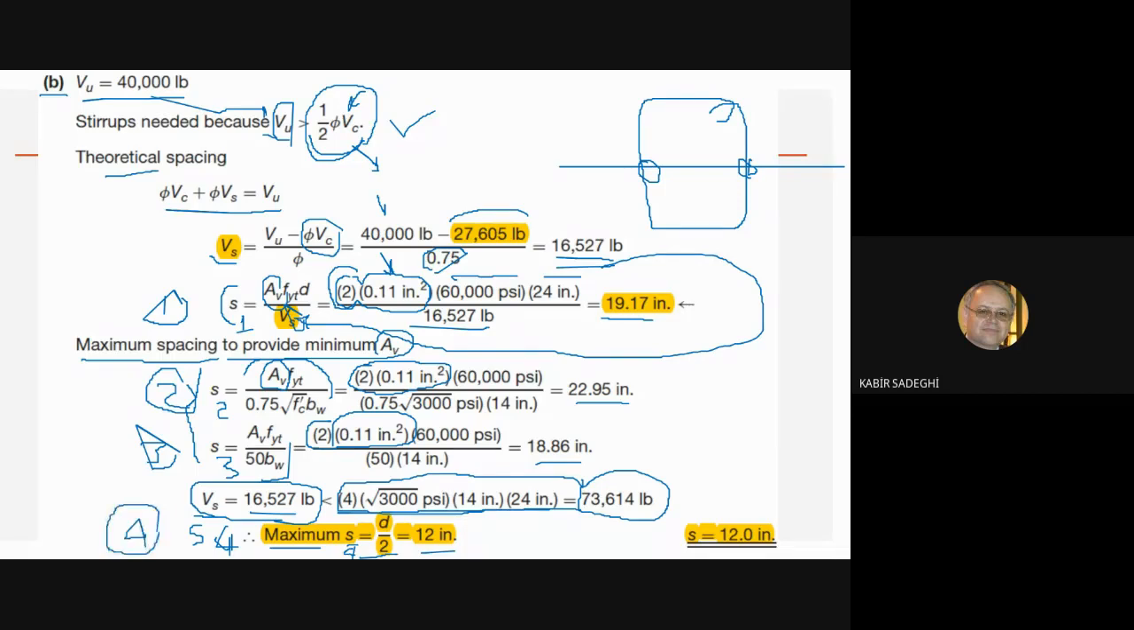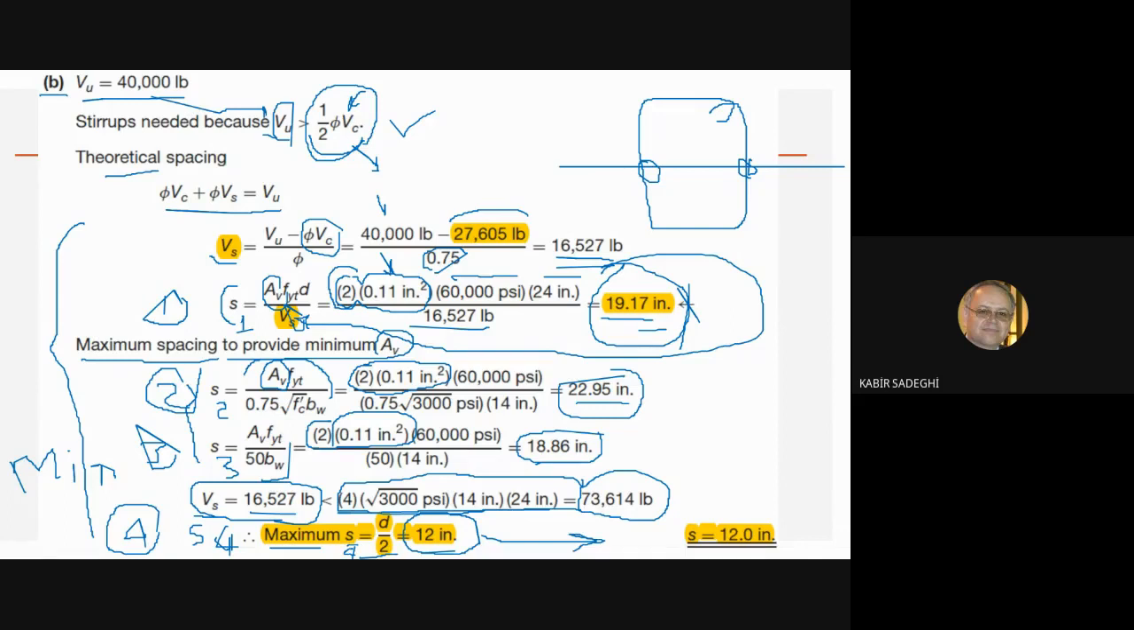We consider the minimum value among these 4. Minimum value. You see that the minimum is this one. No, it shows this one, but it's wrong. The minimum is 12. Comparing 19.70, 22.95, 18.86, and 12. Therefore, this is selected as the spacing between stirrups. This is the answer.